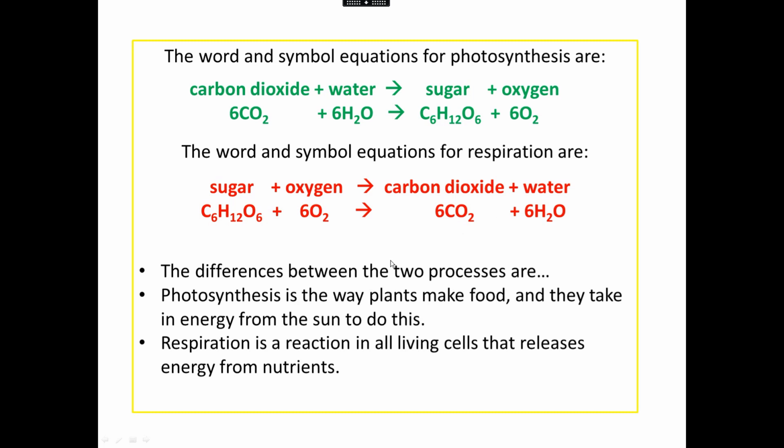So what are the differences, apart from the fact that the equations look like they're back to front compared to each other? Well, the whole point of photosynthesis is to take energy from sunlight and store it inside sugar. Plants make their own food, sugar, and they store it as starch, and it's got energy from the sun stored inside it. The whole point of respiration is to release the energy from the sugar by reacting the sugar with oxygen. The carbon dioxide and the water are waste products of respiration. The point is to release the energy from the sugar.